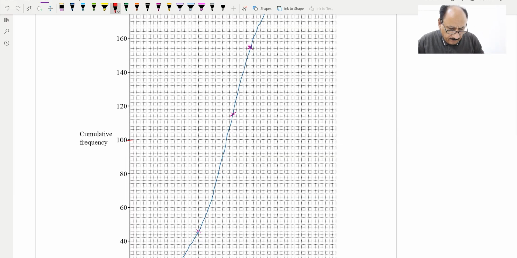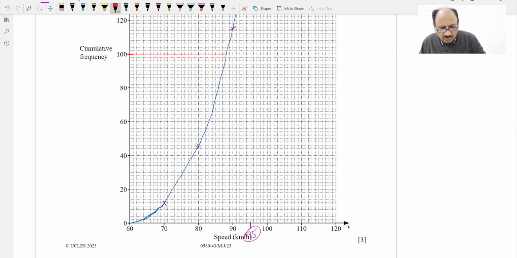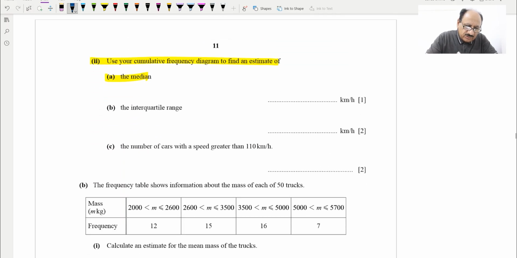from 100, and we'll have to show the working also. So the reference will be this one, and if we check the reference from 100, it will be this one, which is around 88 over here, so 88 will be our answer for this 1 mark, 88 kilometers per hour.